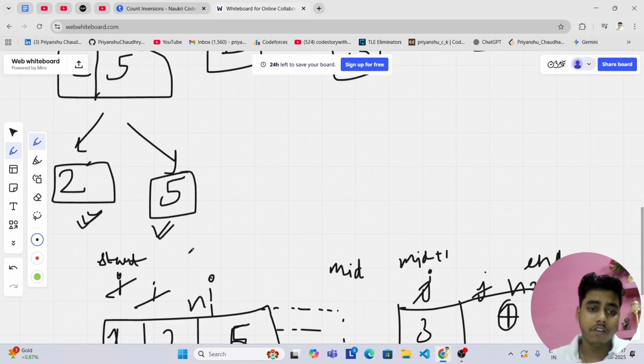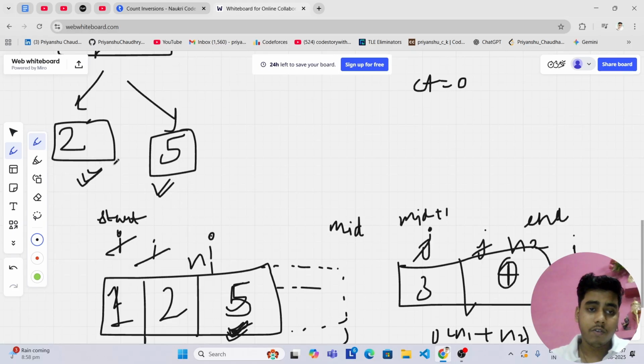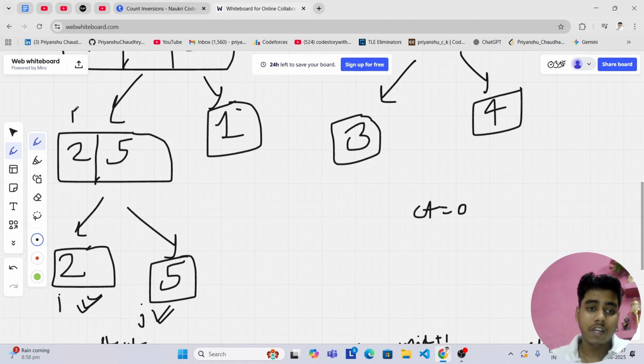Similarly, if I show you the whole dry run, starting from here, our count was 0. 2 is not greater than 5, i will be here and j will be here. 2 is smaller than 5, nothing happens, and this will be exhausted and count will be 0. Now i will be here and j will be here. 2 is greater than 1, yes, we have found an element. And 5 is also greater than 1, so count will be increased by 2 because we have found 2 elements.